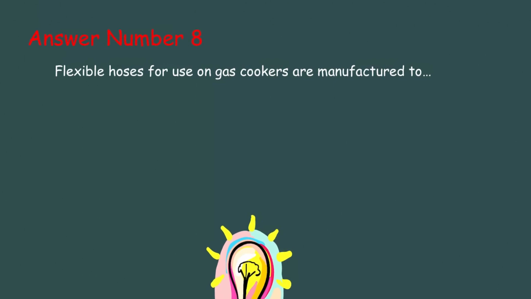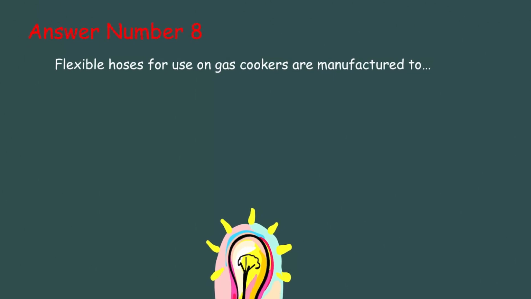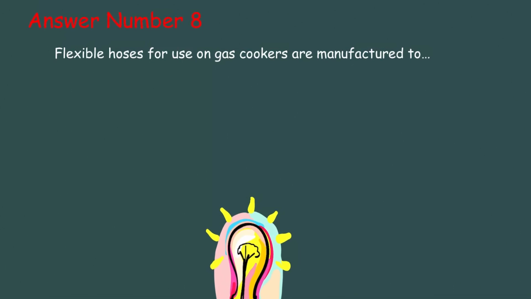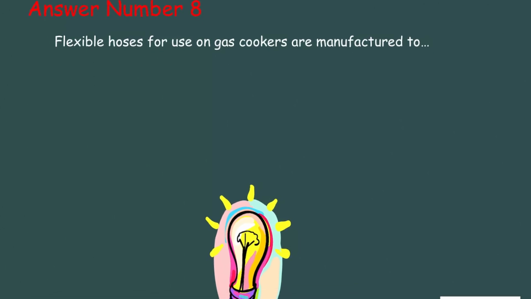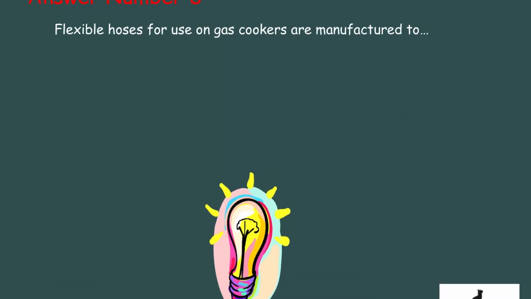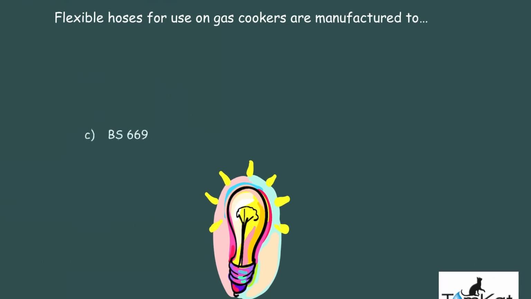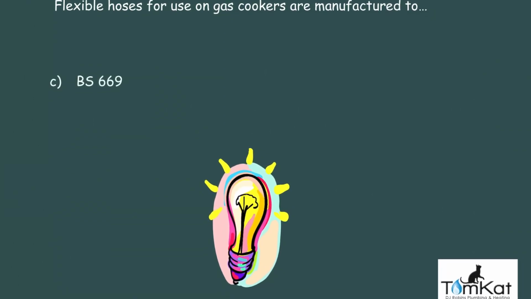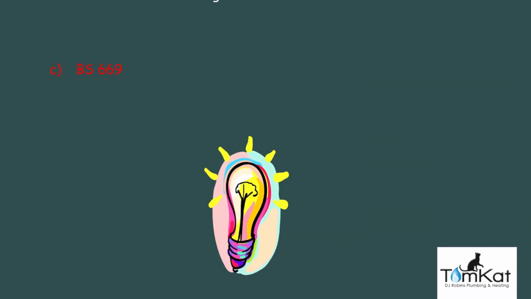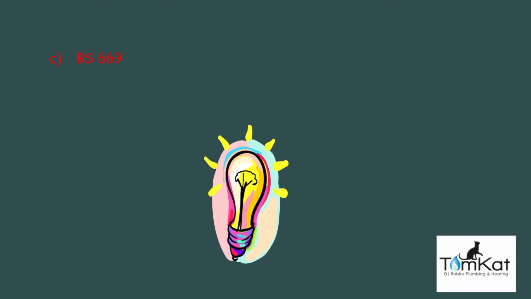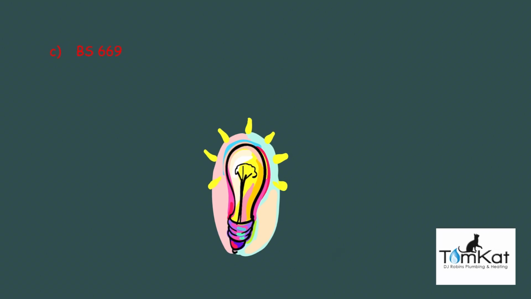And now for the answer to question 8 in part 5. Flexible hoses for use on gas cookers are manufactured to. The answer is C, BS 669. And that is the answer to question 8 in part 5.